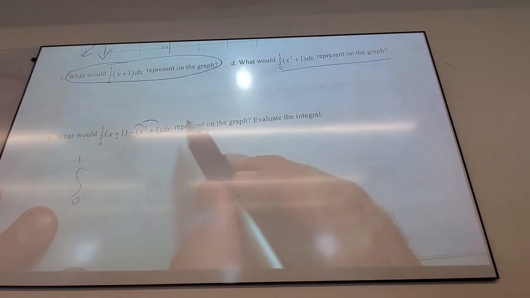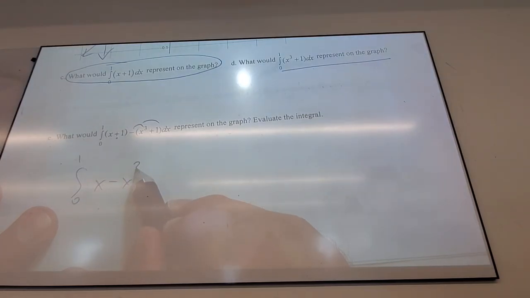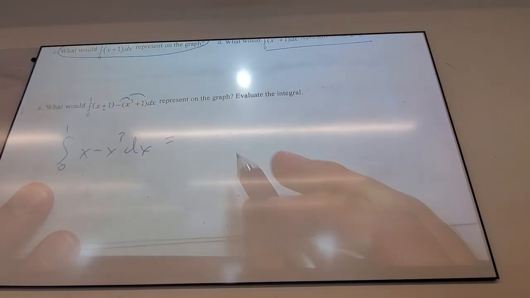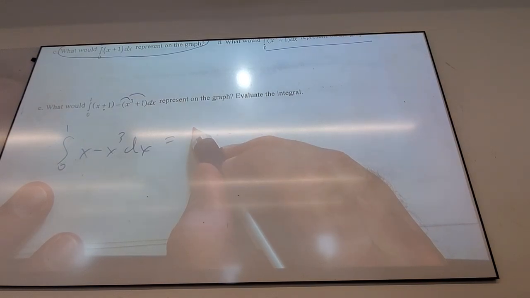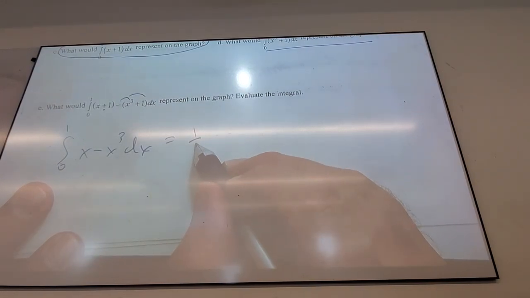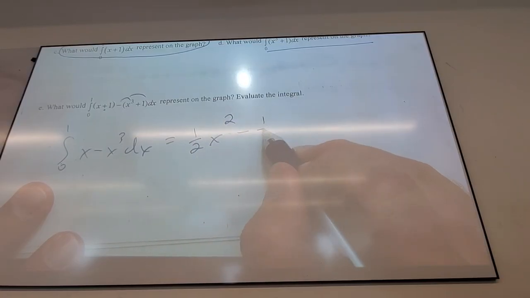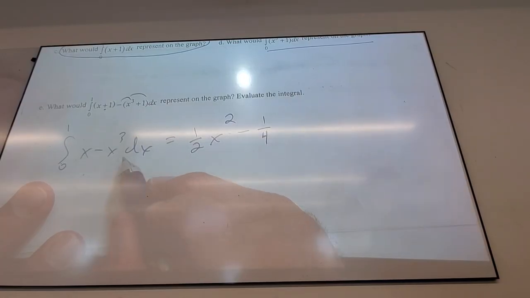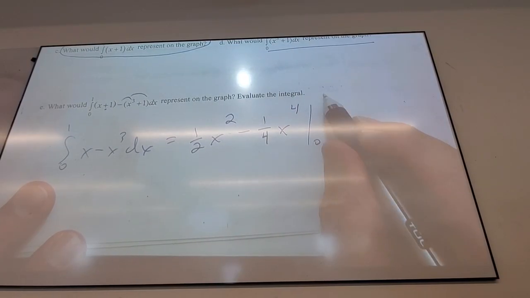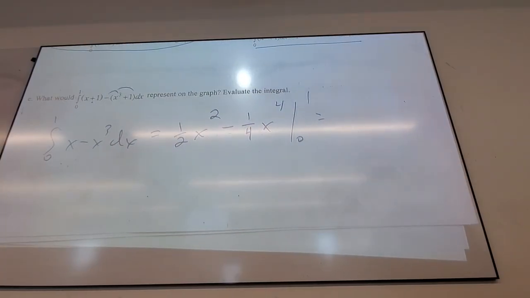If I distribute the negative, the ones cancel. And then the integral's nice and easy, yes? What do I get on this next step? 1/2 x squared minus 1/3 x to the 4th. 1/4, yes? Because this is x cubed, so x to the 4th, yes? Is that okay?